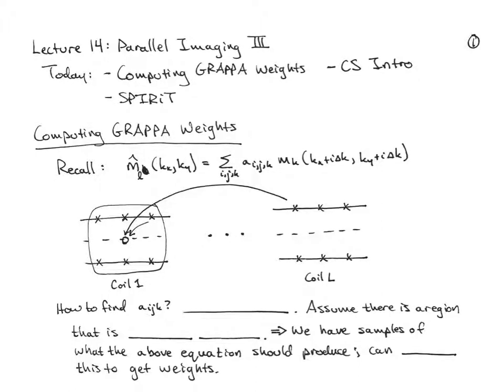This is the third and final lecture on parallel imaging. In this lecture we're going to talk about computing the GRAPPA weights, then we'll talk about SPIRiT iterative parallel imaging reconstruction, and then we'll give an intro to compressed sensing, which will be the topic of next lecture.